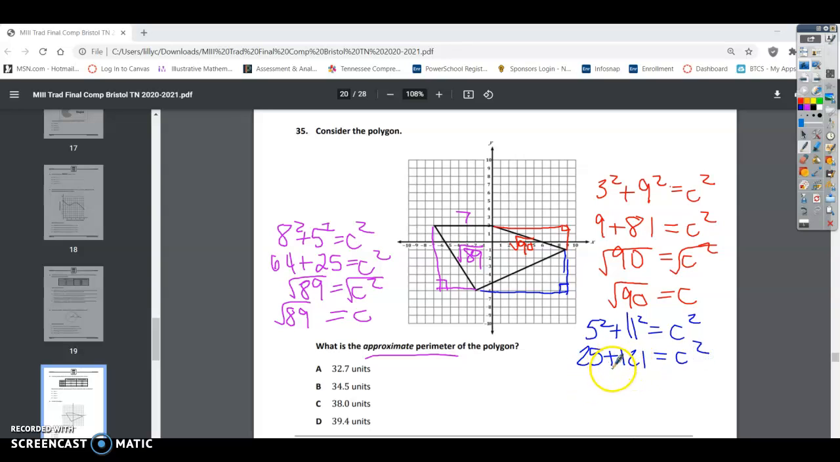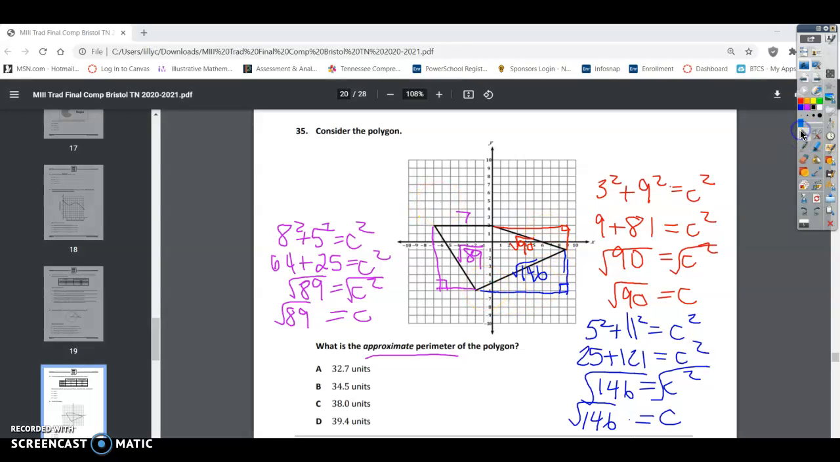This is 146 equals c squared, and take the square root. So c equals square root of 146. So this side is square root of 146. And then all we have to do to find the approximate perimeter is add up the side lengths.